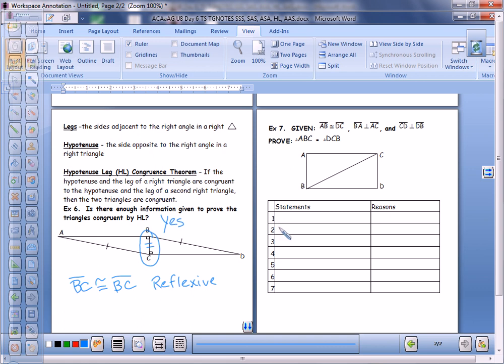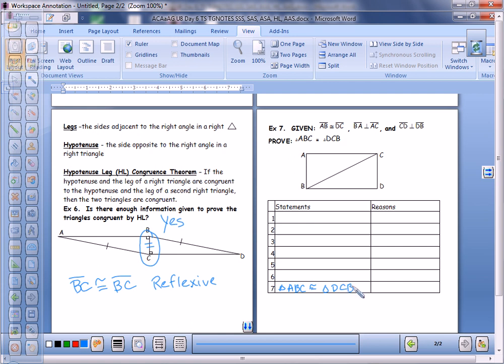Okay, let's look at this example here. Find the proof where it says given AB congruent to DC and BA perpendicular to AC and CD perpendicular to BD. We're asked to prove that these triangles are congruent. So we know what our last step will be. Prove triangle ABC congruent to triangle DCB. And now we have to figure out how.